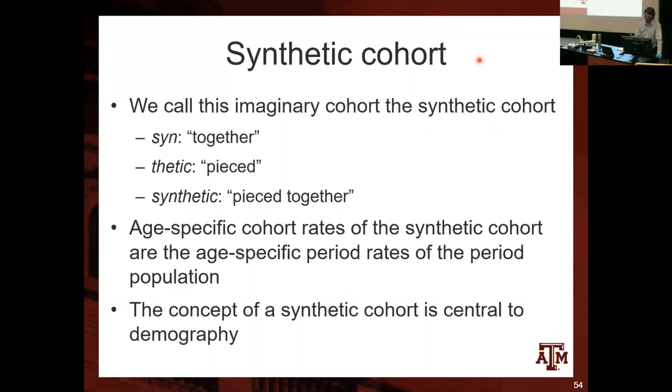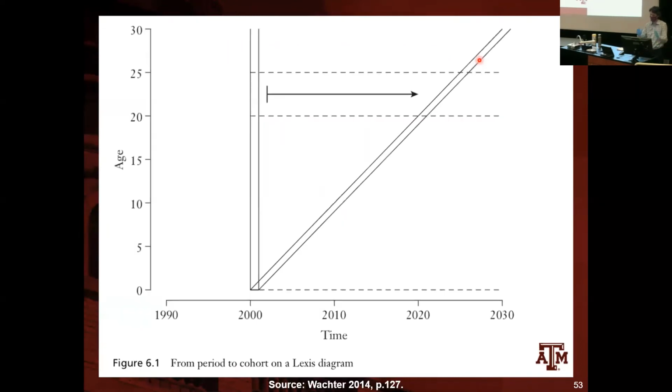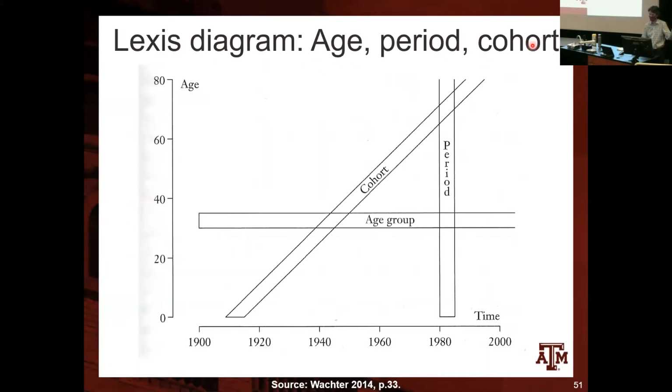The concept of synthetic cohort is central to demography because we have data at one time point, and we can imagine how people would fare in the future if they were exposed to those rates. So here we have one period, and we are constructing one cohort. In the example I gave before, we would need data from different periods to reconstruct the cohort, and in that case, again, not longitudinal data.